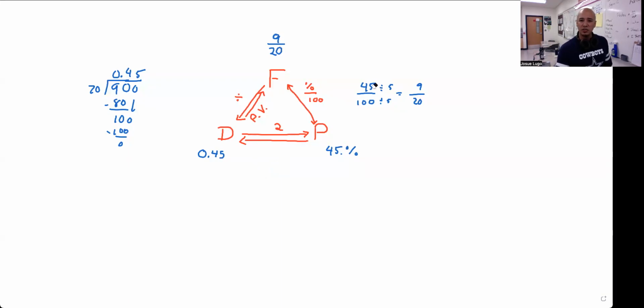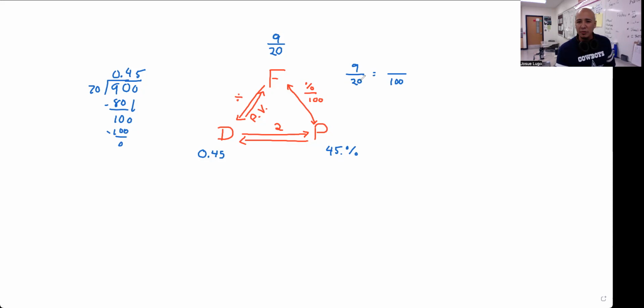Excellent. Now we can do the same thing going the other direction, ladies and gentlemen. Let's go the other direction. All right, so let's start with 9/20. So 9/20, let's change that to a percent. Well, if I start with 9/20, remember that a percent, ladies and gentlemen, is just a fraction over 100. So in other words, I just need to change 9/20 to some fraction over 100.